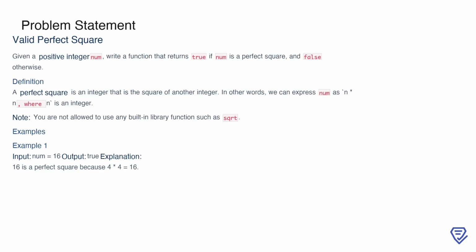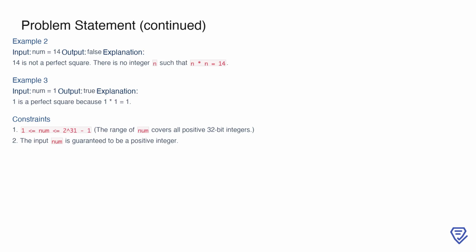Let's consider an example. If the input is number equals 16, the output should be true because 16 is the square of 4, as 4 times 4 equals 16. Now, let's look at some additional examples to clarify. If the input is number equals 14, the output will be false. This is because there's no integer value of n such that n * n equals 14. In contrast, if the input is number equals 1, the output is true, as 1 is the square of 1 itself, since 1 times 1 equals 1.